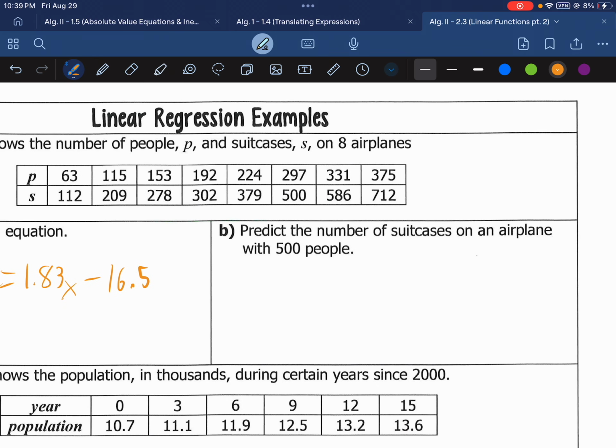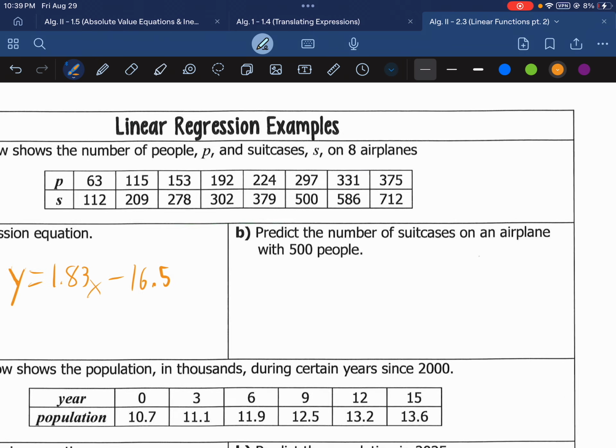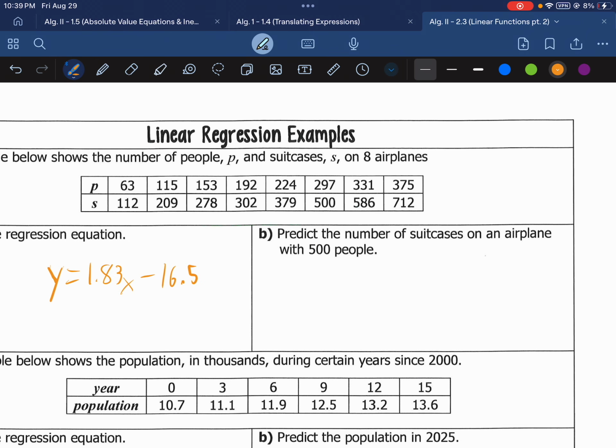And now we're supposed to predict the number of suitcases on an airplane with 500 people. So we just take 500 and plug that in for x. Or here it said P and S. So I guess I really technically should be using S and P, but if you change your variables to X and Y out of habit, I'm not going to do anything about that. I'm going to be perfectly fine with it, just like I obviously did here.